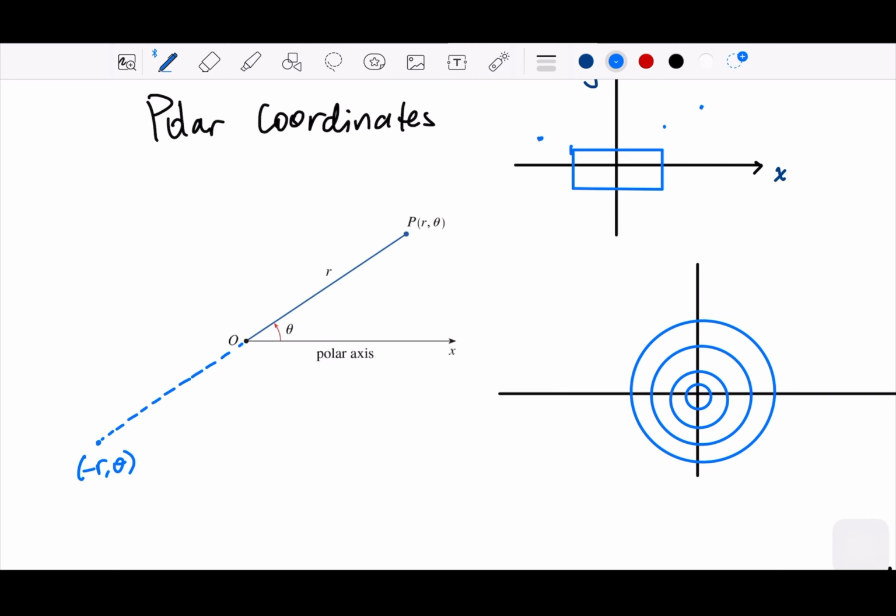And of course this will be true when you imagine that it has an additional angle that is theta plus pi. So it can be negative r, theta, or it can be r and theta plus pi. These two coordinates are the same thing. So they have the same position.